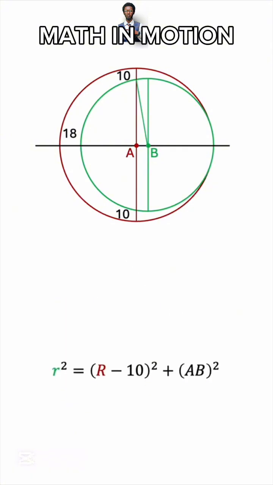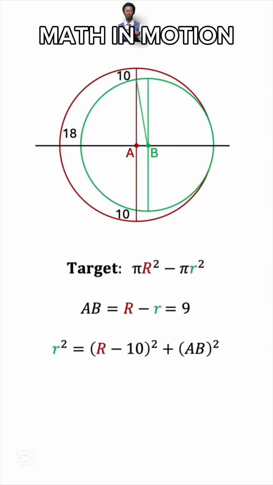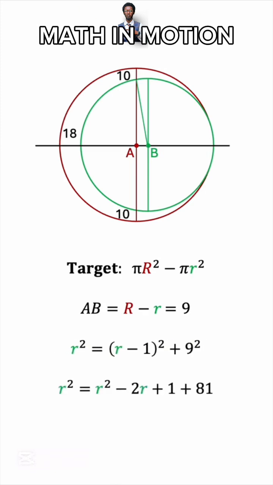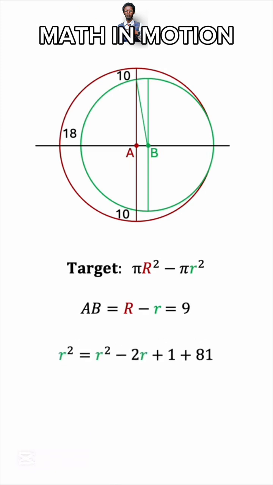Now, we know that AB is equal to 9, so we can substitute that in, and from the same equation, we can express big R in terms of small r. That will be 9 plus r. So simplifying, we can expand, and then 81 plus 1 is of course 82, r squared cancels out, and then we can solve for small r by taking it to the other side and dividing both sides by 2.